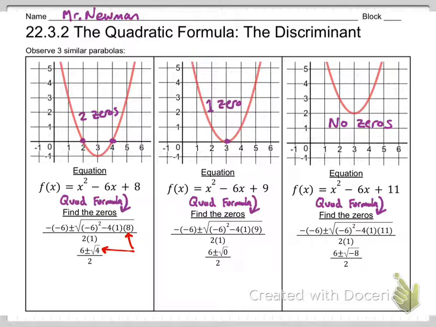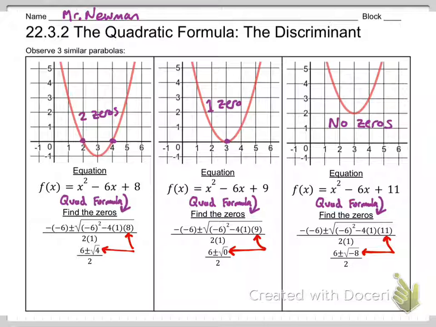And you notice on this first one, because of that 8 at the end, that's really the only thing that's changing in all three of these, that is the C term. The 8 combines with all the rest of the stuff, so we have the square root of 4 when I get to that step. On the middle graph, we have the square root of 0 because of the way that 9 works with a negative 6 squared minus 4 times 1 times 9. And over here on the right, we get negative 8 under the square root because of the 11, that's C.